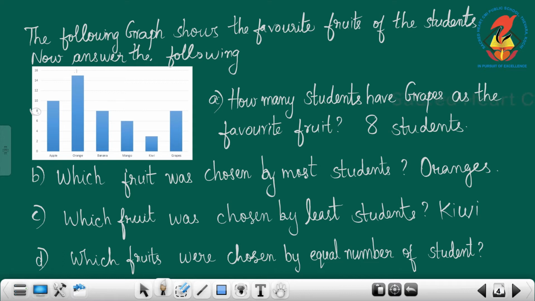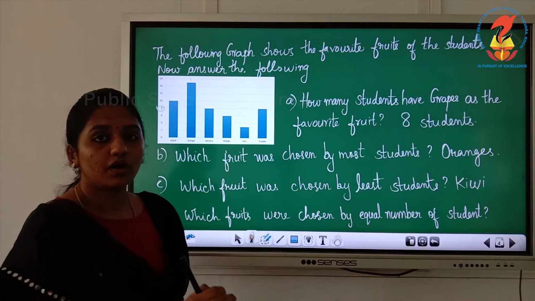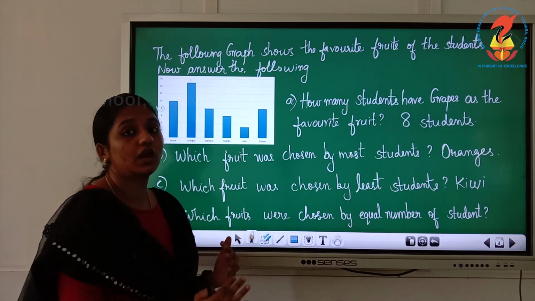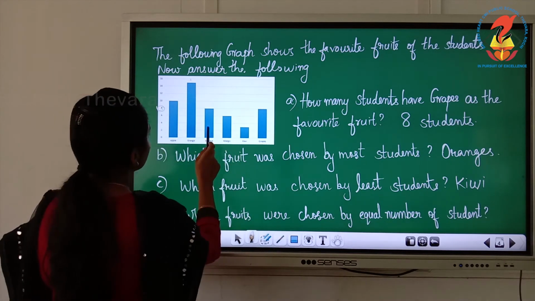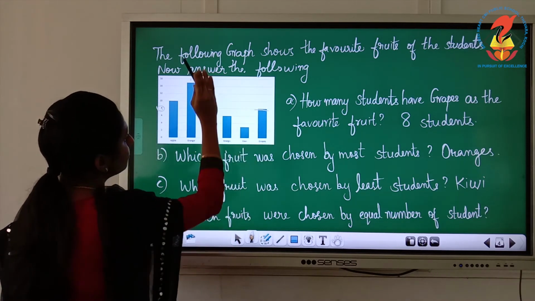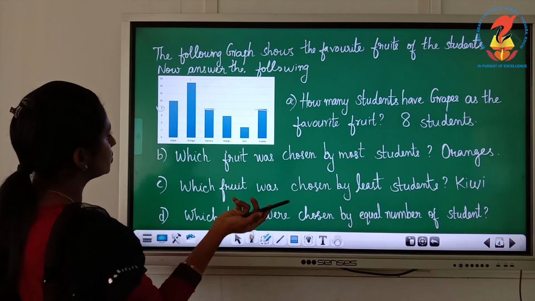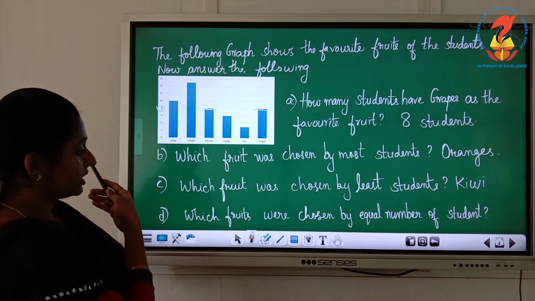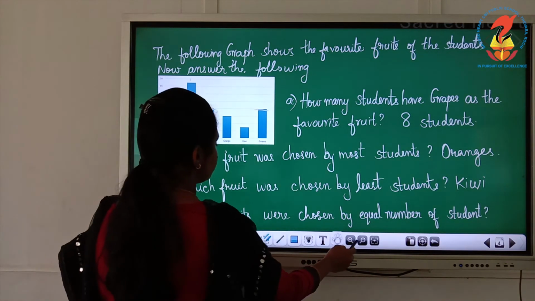Okay, so the last question of this chart: which fruit was chosen by equal number of students? Equal means the bars are the same length. Which fruits? That is banana and grapes, both are at the same level. How many students like grapes and banana? That is 8. So, we can write it.